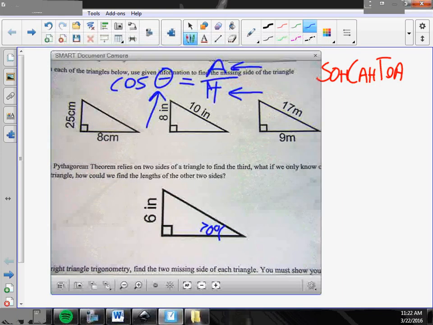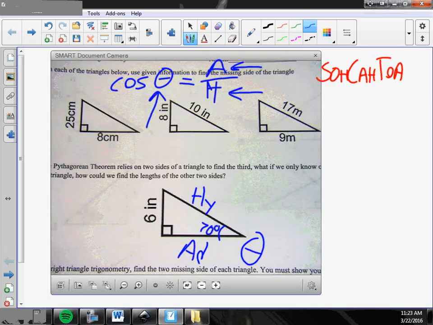I know the opposite, and I know the angle. I can use trigonometry to find the other 2 sides. So let's call this adjacent, and this is hypotenuse. I put my theta there. I very well could have put my theta on the other side if I would have found out that it's 20. So it doesn't matter which angle you use.